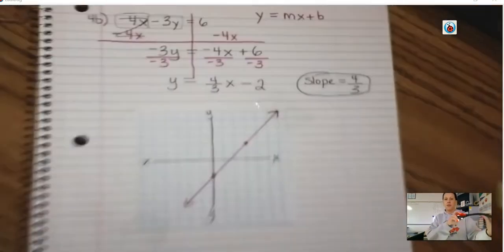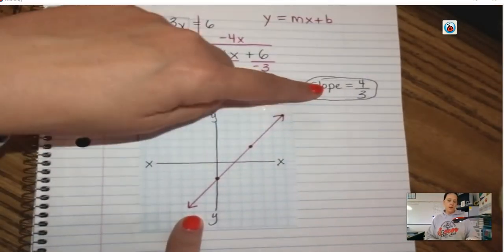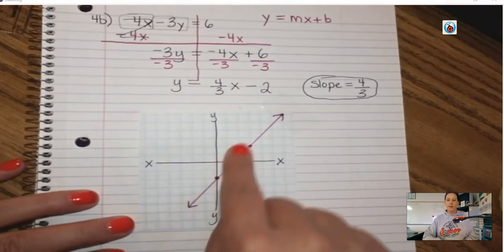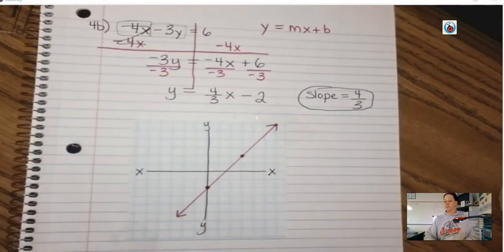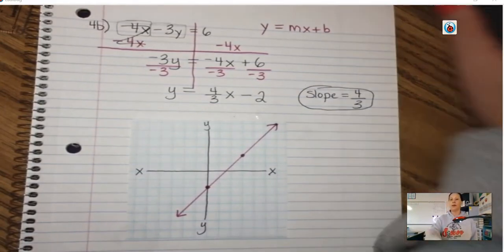So this is the graph, and here is the slope. And it has positive slope, the line is going up. We are done with this lesson, so we're going to work on the exit ticket. If you don't finish the exit ticket today, you do have time tomorrow to continue working on it in class.